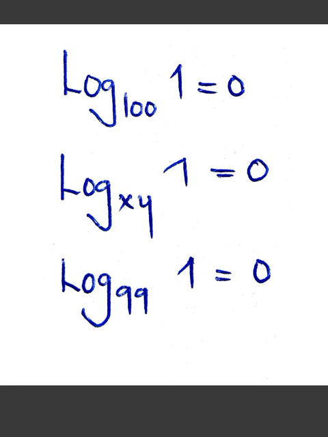The logarithm of 1 to the base 100 is equal to 0. The logarithm of 1 to the base xy is also equal to 0. The logarithm of 1 to the base 99 is also equal to 0. Whatever the base might be, if it's the logarithm of 1, the answer is always 0. All right? So please don't forget. Let's look at the second property.